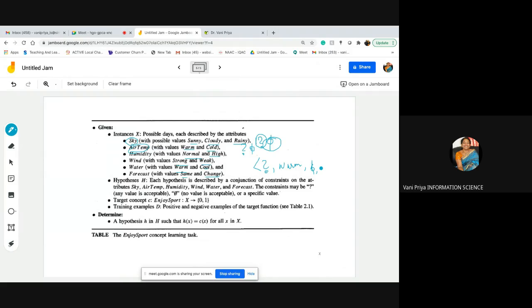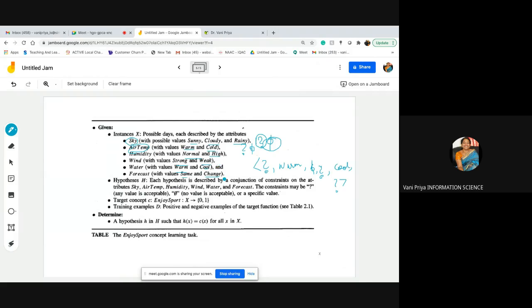And wind can be, suppose, anything; any wind value is acceptable. Then water, let it be cool, so only the specific value is acceptable for it. Then forecast can be anything. So that means, after seeing all this, we are given a training set.